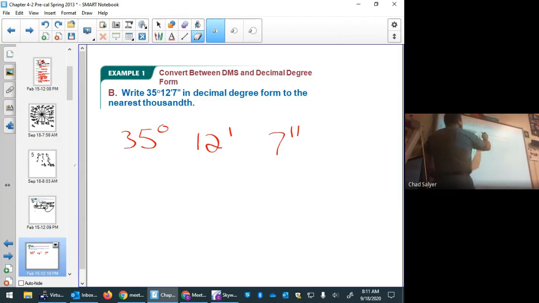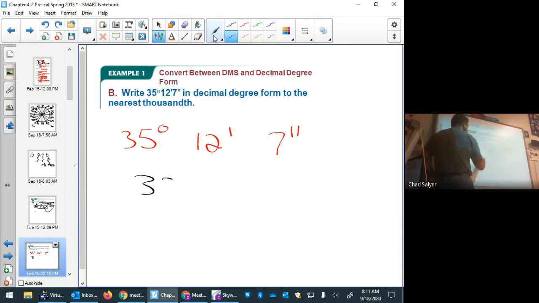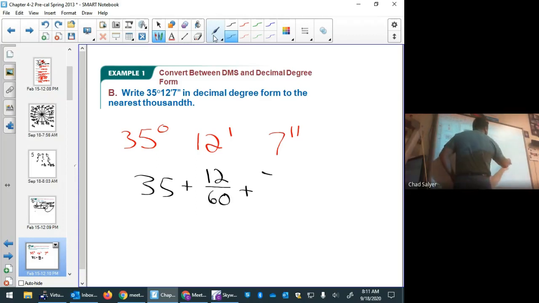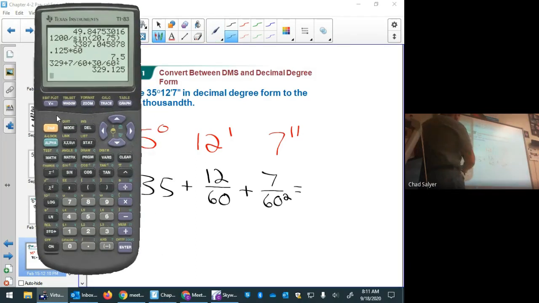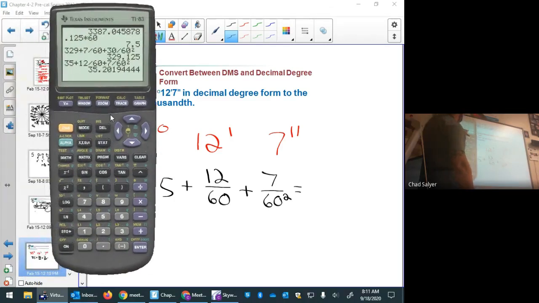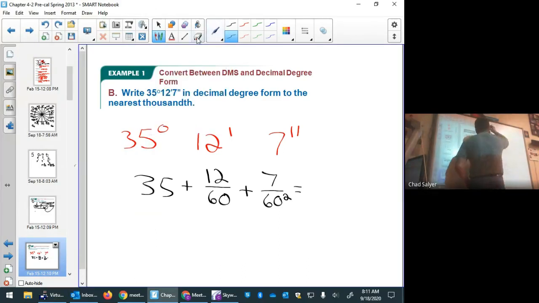So what we've got here is 35 degrees, so that's easy enough, plus the minutes are going to be divided by 60, plus the seconds are going to be divided by 60 squared. So we just punch this in our calculator. 35 plus 12 over 60 plus 7 over 60 squared is, and this is round to the nearest thousandth, going to be 35.202.